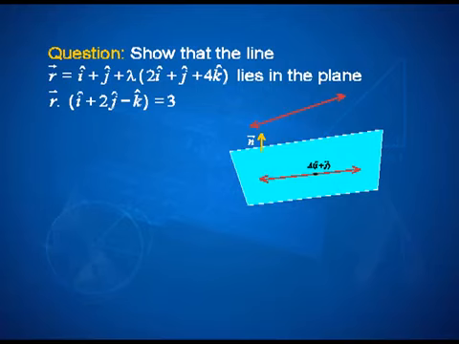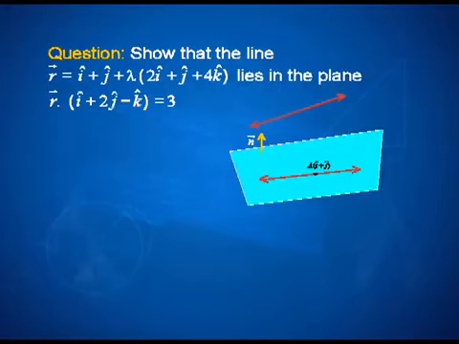We have here another question for you, and the question says, show that the line given by the equation vector r is equal to i cap plus j cap plus lambda times 2i cap plus j cap plus 4k cap lies in the plane r dot i cap plus 2j cap minus k cap equal to 3. Now, the line lies in the plane. The plane is given with a certain normal, which has the direction ratios as 1, 2 and minus 1.